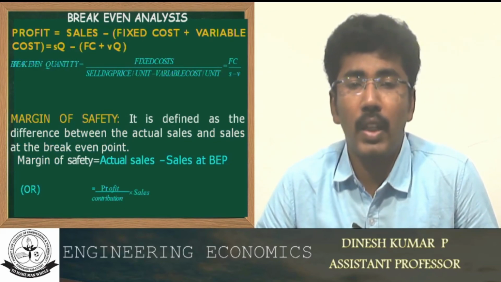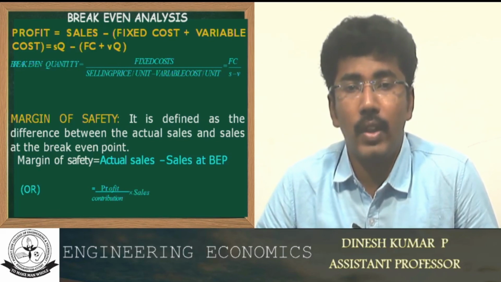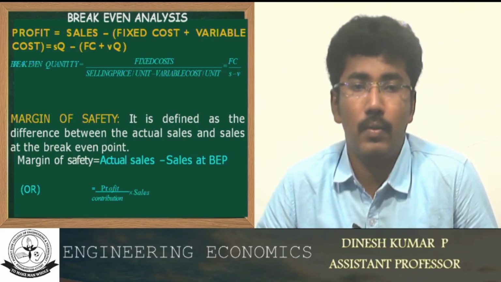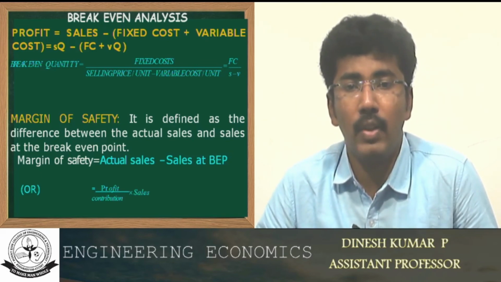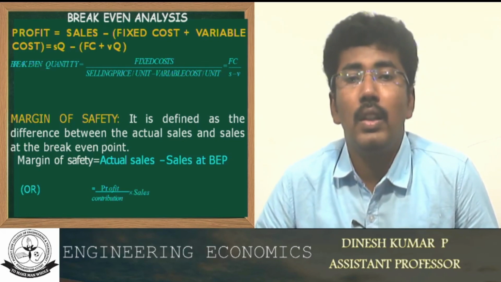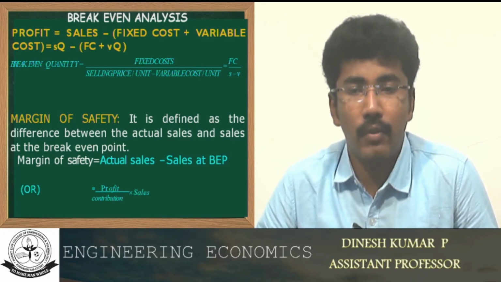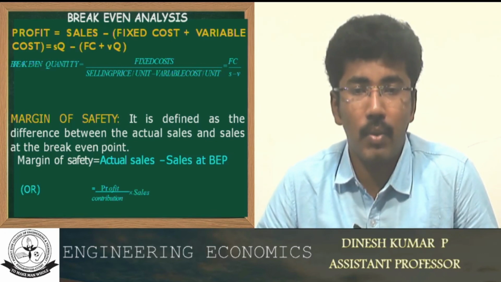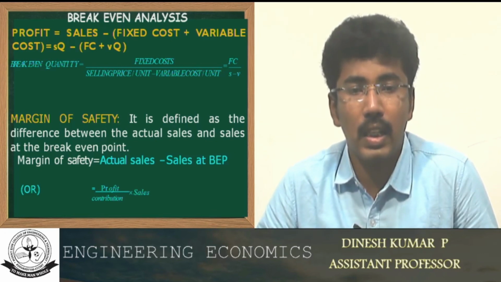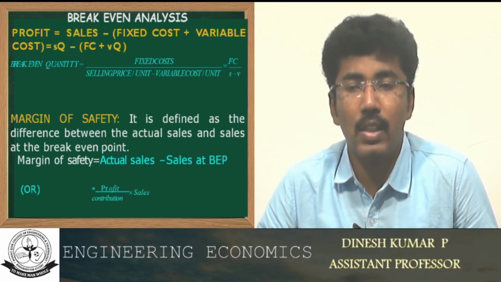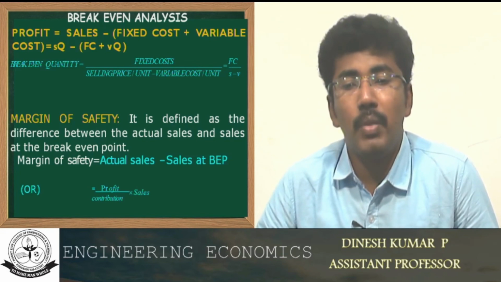Profit is calculated as the difference of sales and the total cost. Break-even quantity is the fixed cost divided by the difference of selling price per unit and variable cost per unit. Margin of safety is defined as the difference between the actual sales and sales at the break-even point.